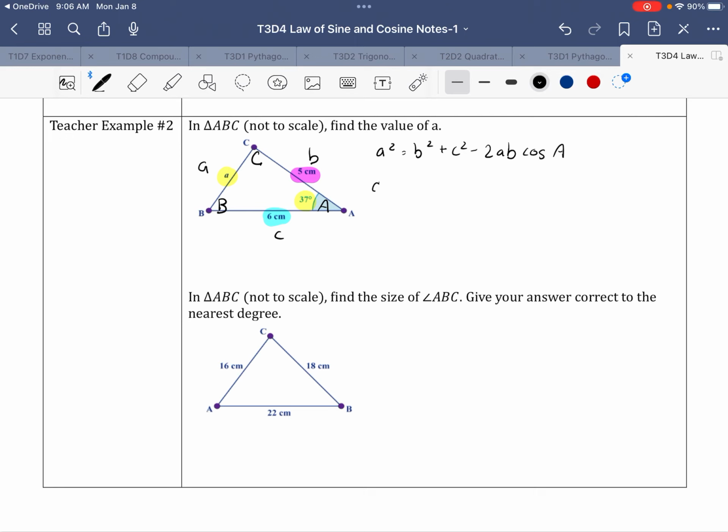We're plugging this in. We don't know what A squared is, but we know that B is 5, C is 6, minus 2 times 5 times 6, cosine of A, which is 37 degrees. And then when you put all of that through the calculator, we get A squared is equal to 13.08, in which case we need to find the square root of both sides, and A equals 3.6 units, in this case centimeters.